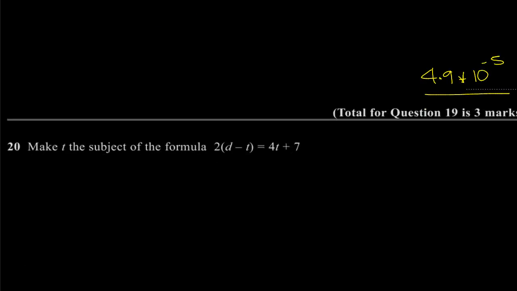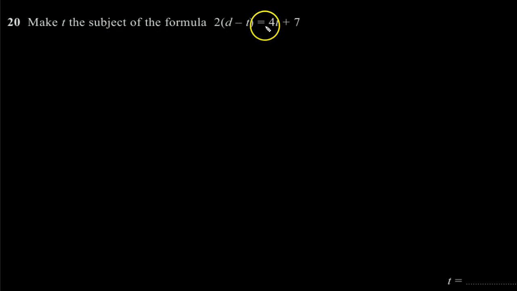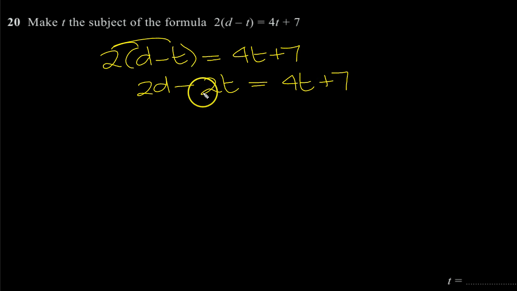Okay, now number 20. Make t the subject of this formula here. Well, we need to expand the bracket. 2d minus t is equal to 4t plus 7 then. Two lines to expand the bracket, so it's 2d minus the 2t equals 4t plus 7. Move this from minus to plus.